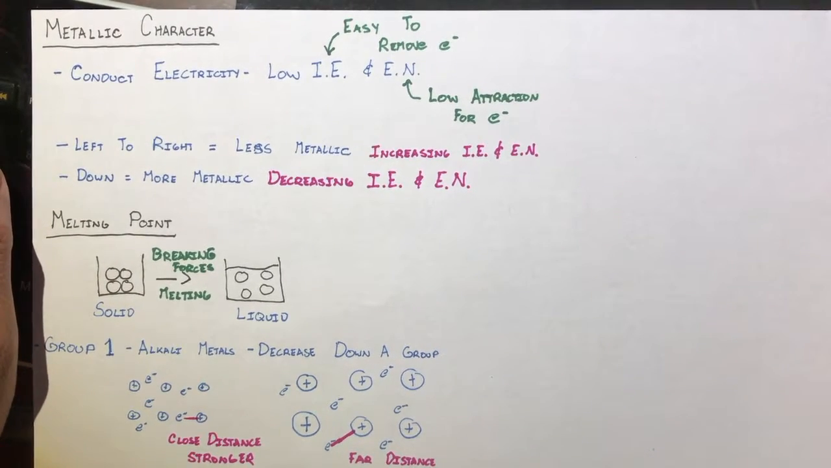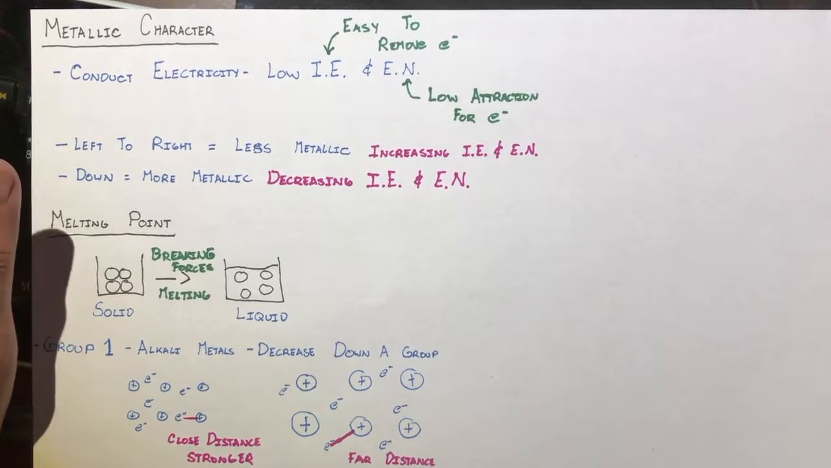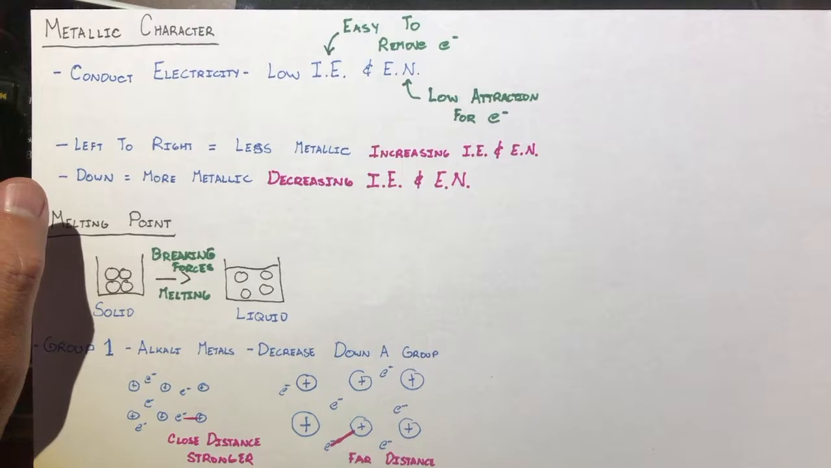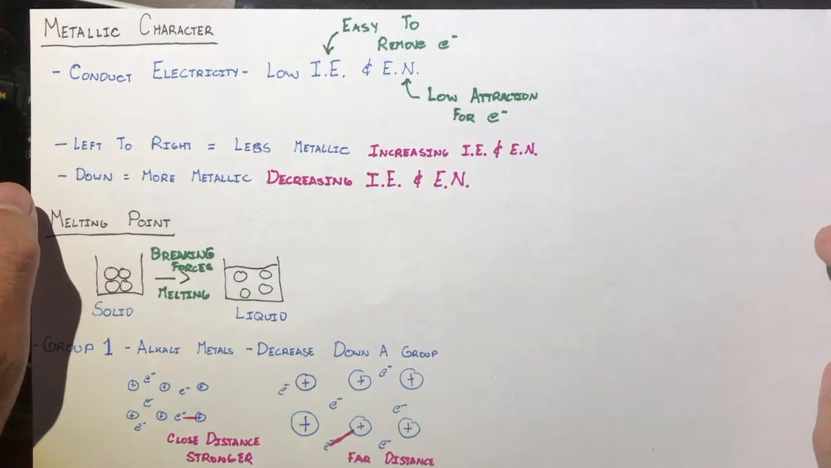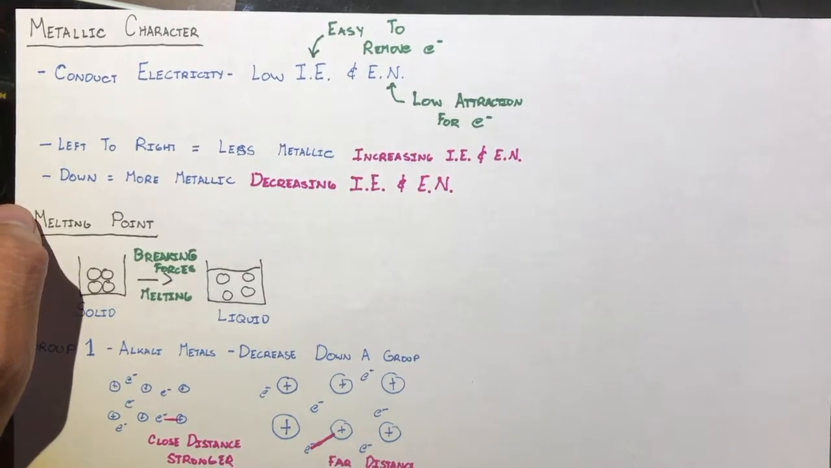Today we're going to finish up our lecture on 3.2, talking about periodic trends as part of the IB Chem SL curriculum. So today we're going to be talking a little bit about metallic character.